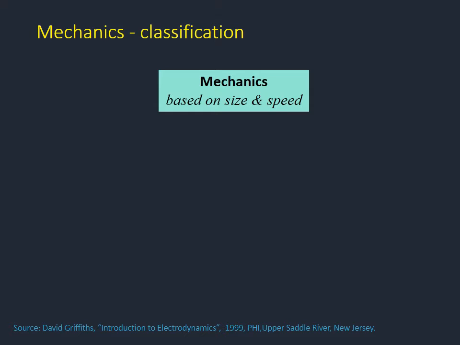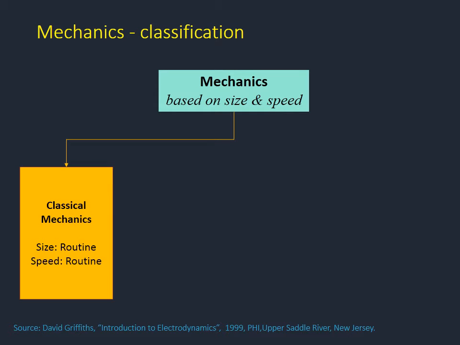Let us see how mechanics is further subdivided based on the size and the speed of the objects. These are also known as realms of mechanics, and there are a total of 4 realms. The first one is classical mechanics. Classical mechanics deals with objects of a size that we can see by naked eye, and these objects are either at rest or moving with the speed that we experience in our routine life.